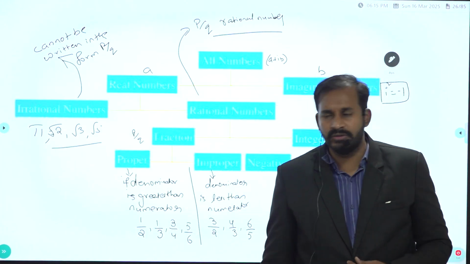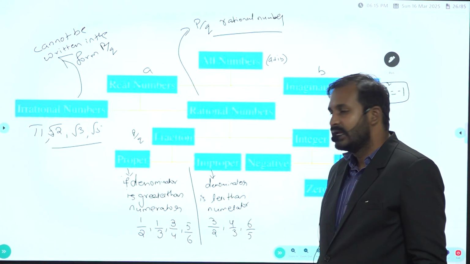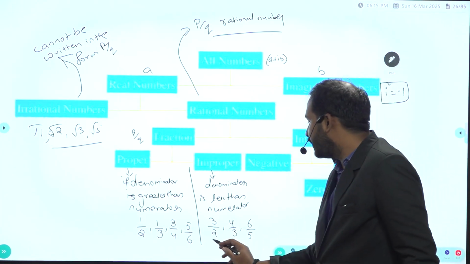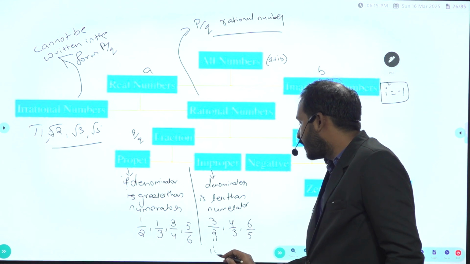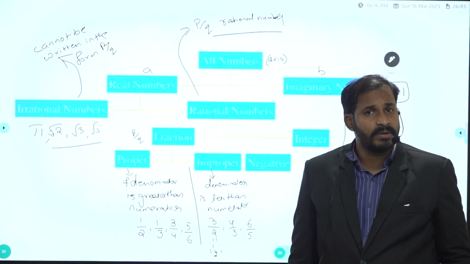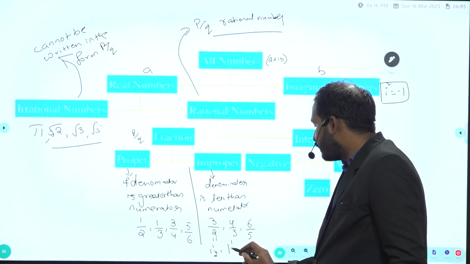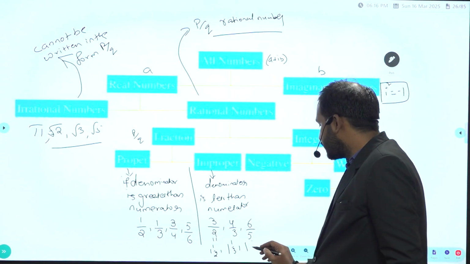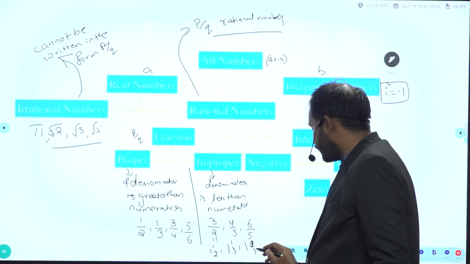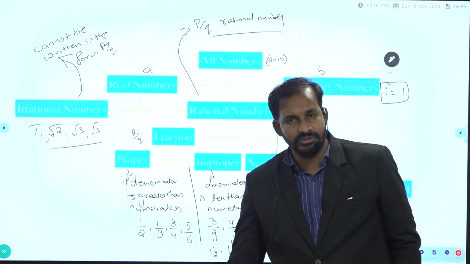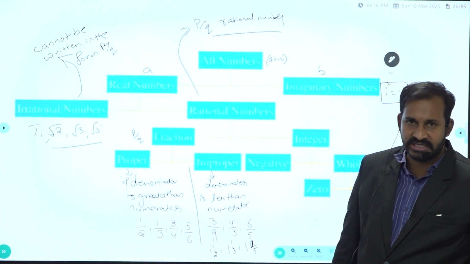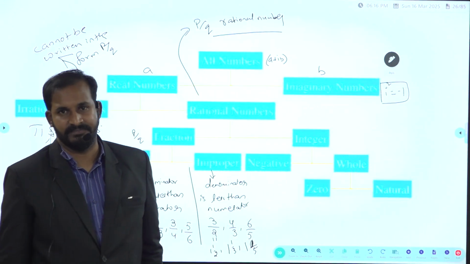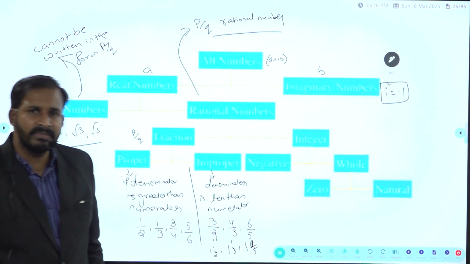But what we usually do with these improper fractions is write them as mixed fractions. That means 3 by 2 we usually write as 1 and 1 by 2, 4 by 3 we write as 1 and 1 by 3, and 6 by 5 we write as 1 and 1 by 5. So we usually will not leave the improper fraction like that. We will convert the improper fraction into a mixed fraction.